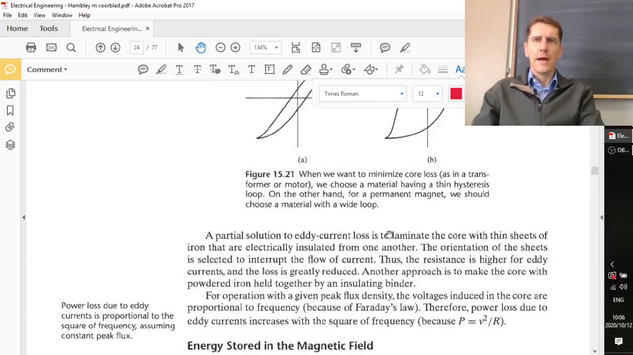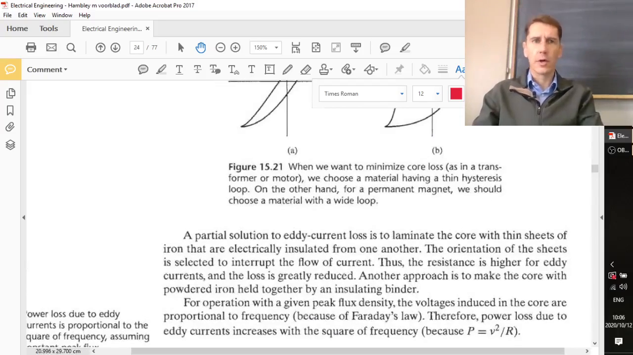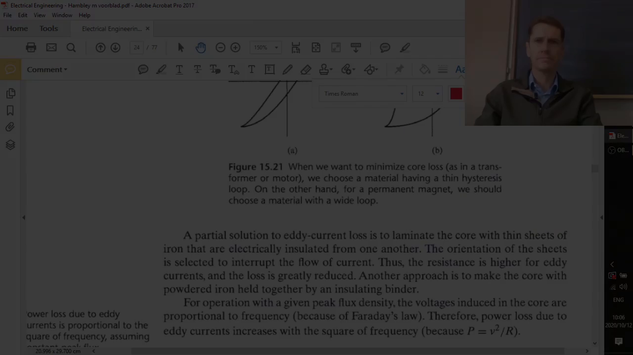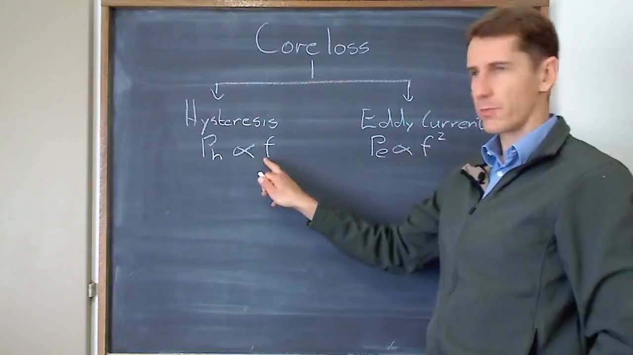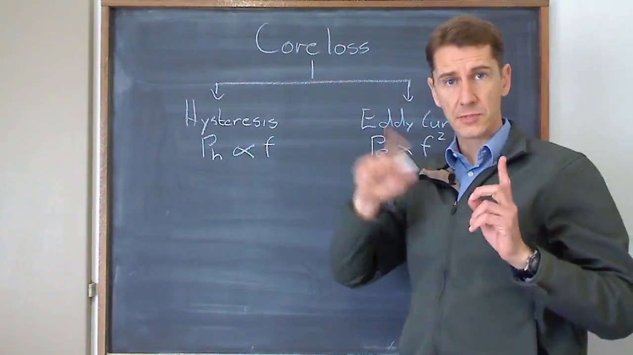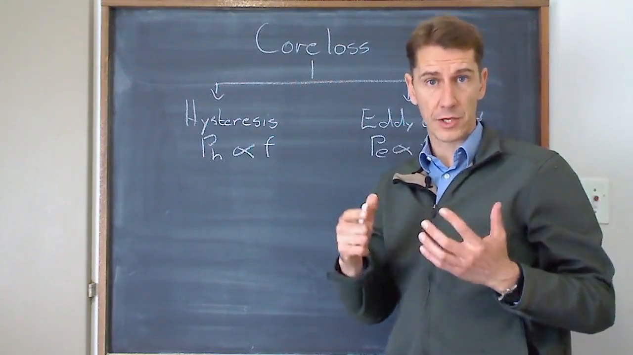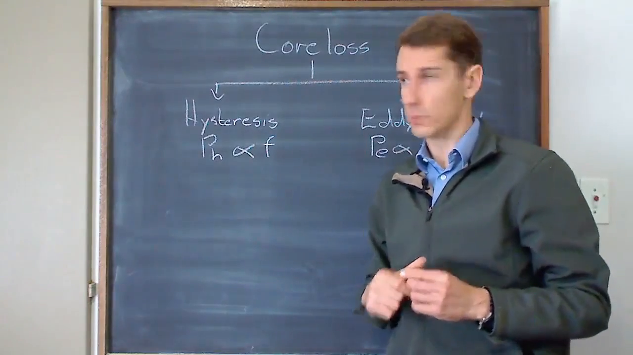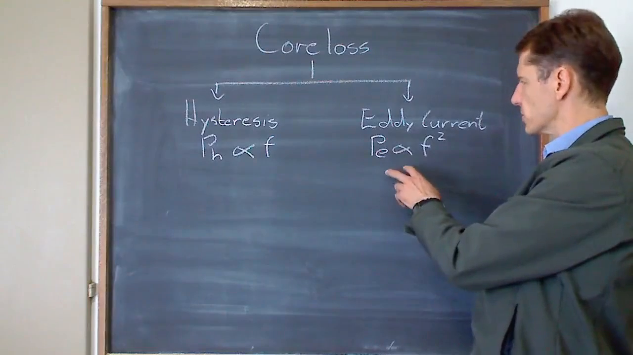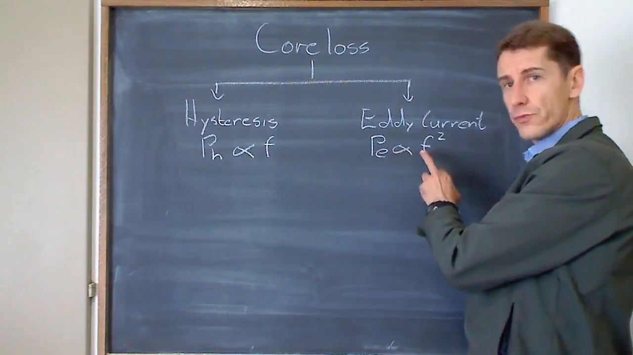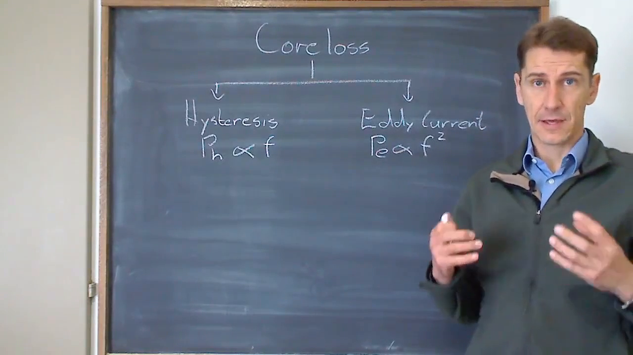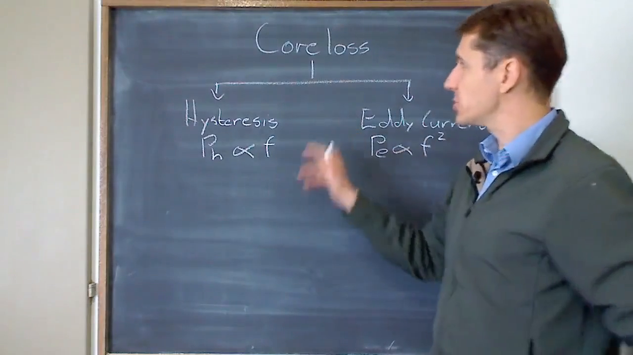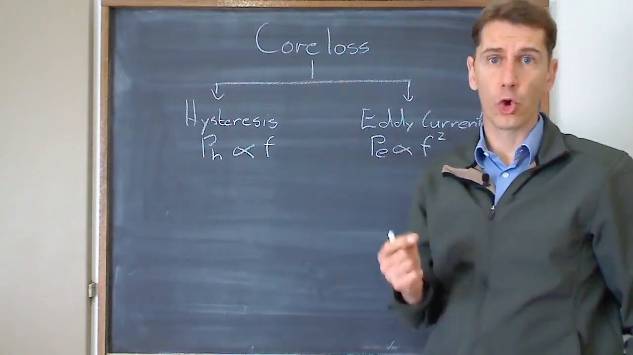Okay. Now, this is where the textbook, let me just quickly go to the board to explain this one. We've spoken about hysteresis loss. Hysteresis loss is proportional to the frequency. How many times, how fast are you going up and down your BH curve or around your hysteresis loop? Eddy current loss is proportional to frequency squared. So both of them manifest in heat. And the combination of the two is called core loss.